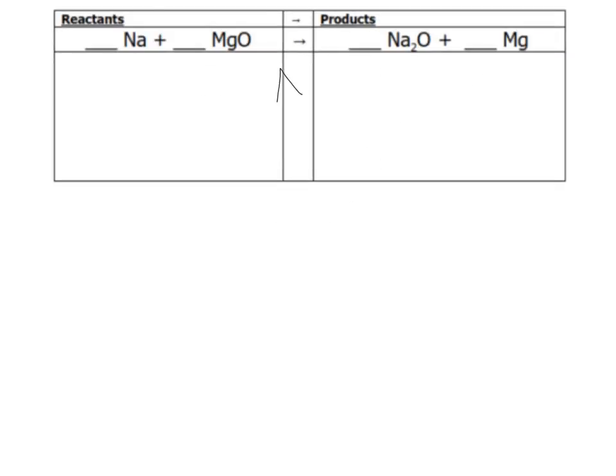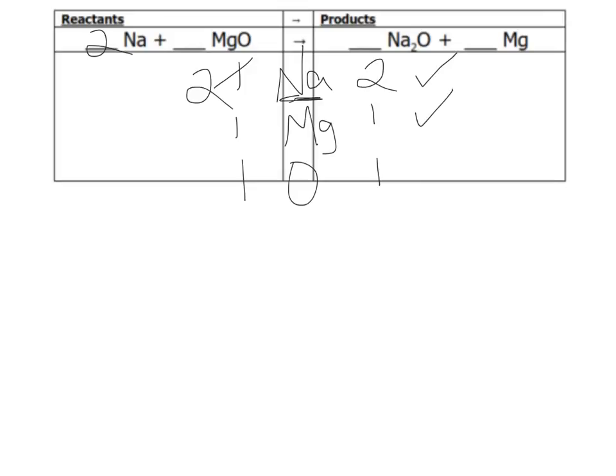In the final example, I have 3 elements, and I've got 1 of each on the reactants and 2 Na's, 1 Mg, and 1 O. So I've only got 1 element to fix, that's Na. The side I don't have enough of is my reactant side. Instead of just a 1, I'm going to make that a 2. Na is balanced, Mg is balanced, O is balanced, so the rest of my coefficients are 1s.